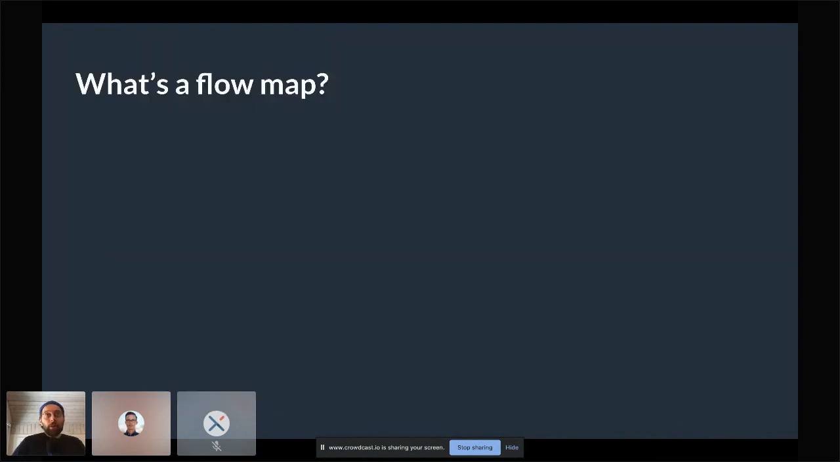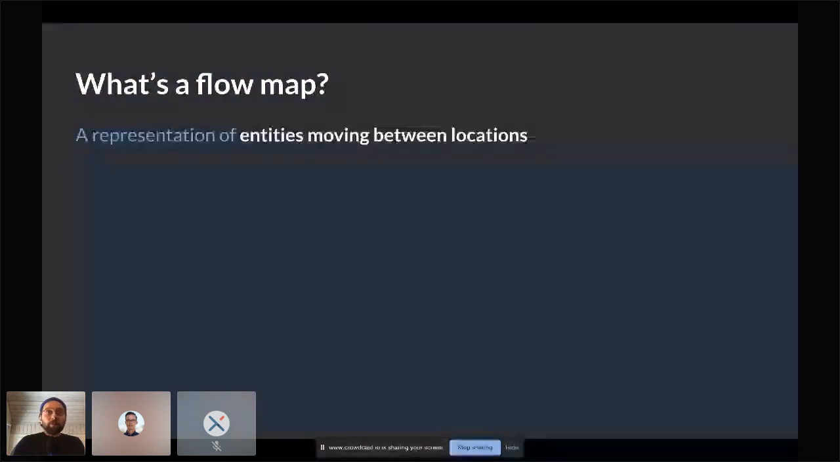So let's try to define first what a flow map is. It's a little bit blurry, but we can try to give it a name, to explain what it usually is. It's a representation of entities moving between locations. Usually it's geographic, or at least spatial. So there is a space component to it. I've seen flow maps showing the connections and the information transfer within a brain.